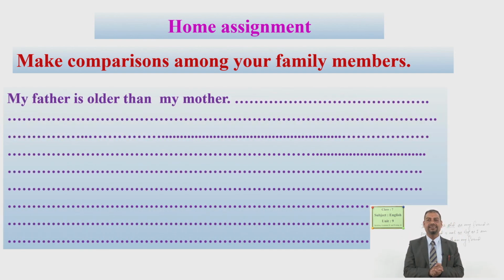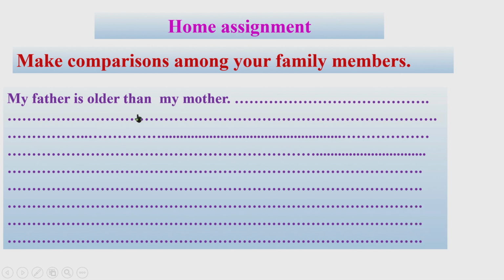And you can start like this. For example, my father is older than my mother. Okay, you can write it down. And you can write down, my grandfather is the oldest. Okay, you can write down, my grandfather is the oldest member in my family. My mother is more active than my sister. This is how you have to make comparisons and you have to write a paragraph.